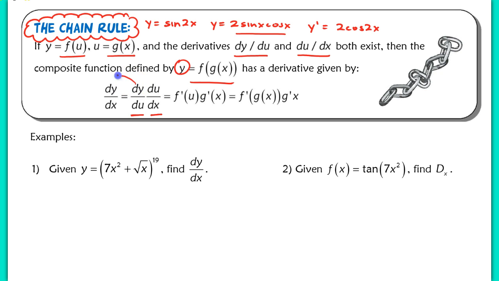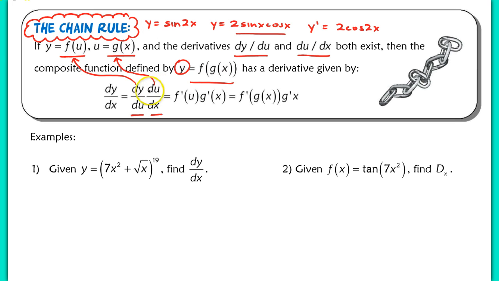In other words, we find the derivative of y with respect to u, and we multiply that by the derivative of u with respect to x. So we differentiate both of these separate functions here, and then we end up with the derivative of that composite function. Now I want to mention one thing about this notation here.